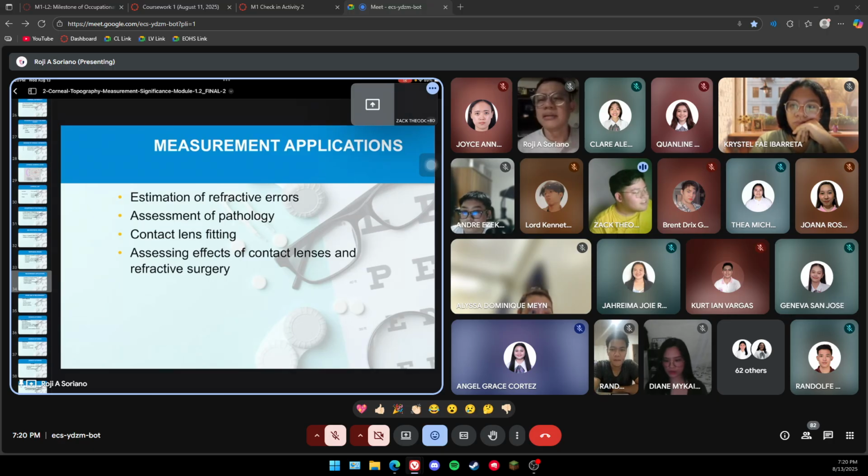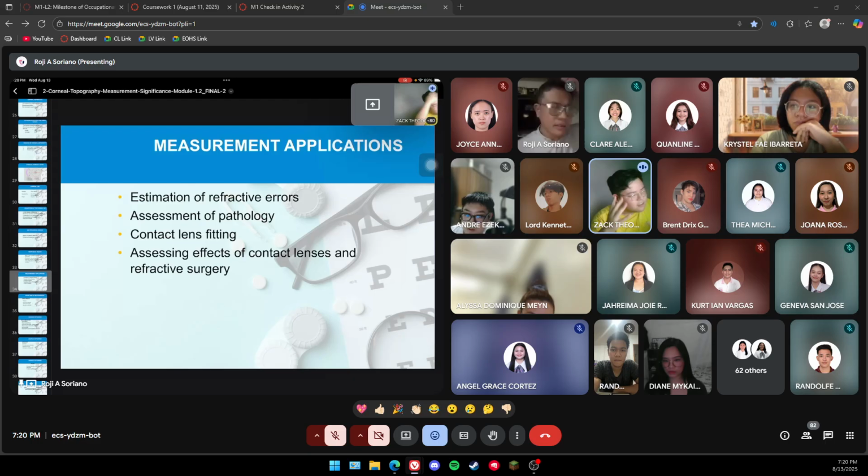Doc, Zach. The cornea is the strongest refractive surface. So if there are errors or inconsistencies in the curvature that are out of the normal, this is indicative of the presence of a refractive error. And why?